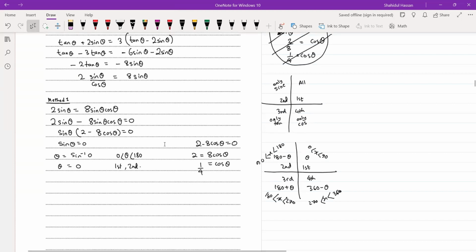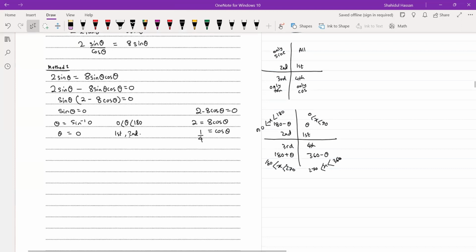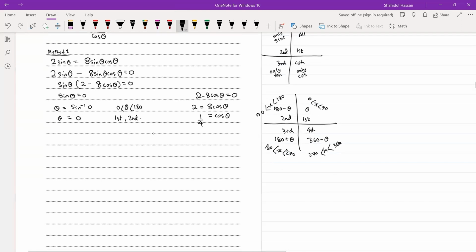Yes, sir. So we have the first quadrant and second quadrant in our range. Now sin theta is 0. That means 0 is neither positive nor negative.